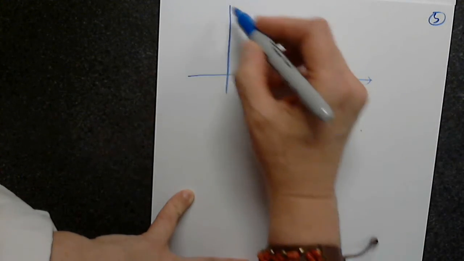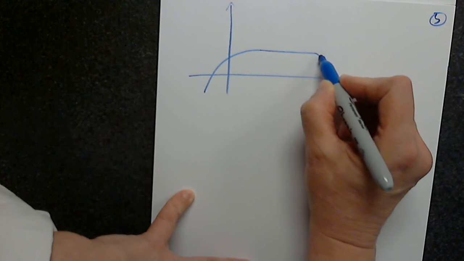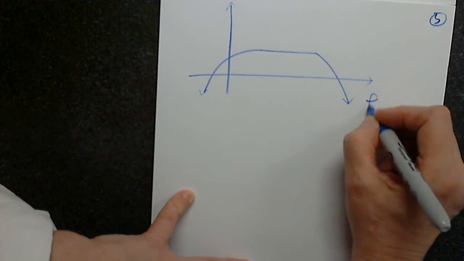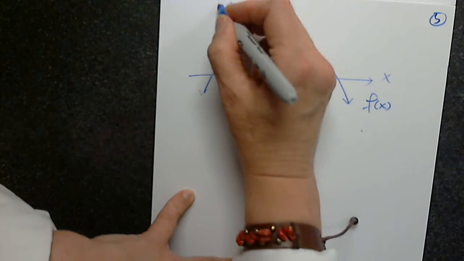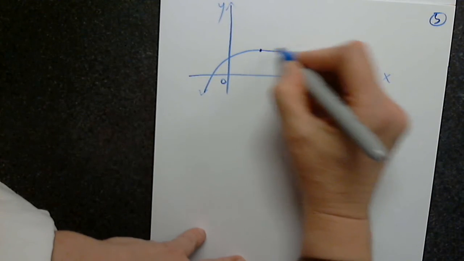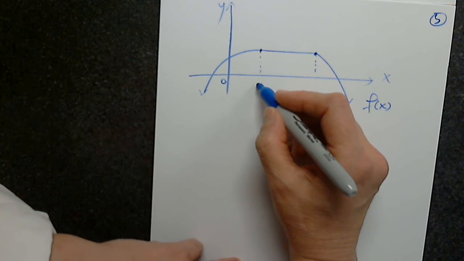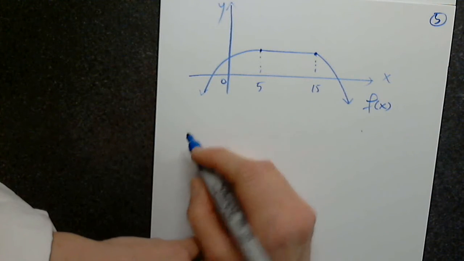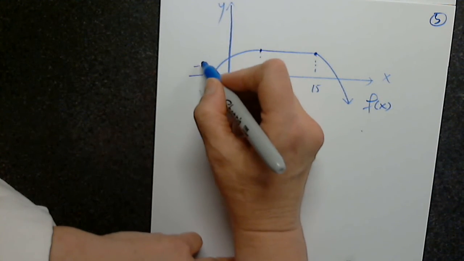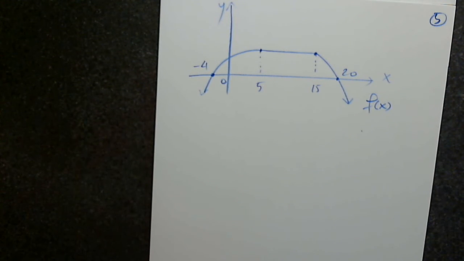So here's a graph. Is this a function? Yes, by the vertical line test. Good. I'm going to put some values in here. So I'm going to say 5 and 15. I'm going to say that this is -4 and this is +20. I just made those up. Okay, so now let's look at this function. We know it's a function.